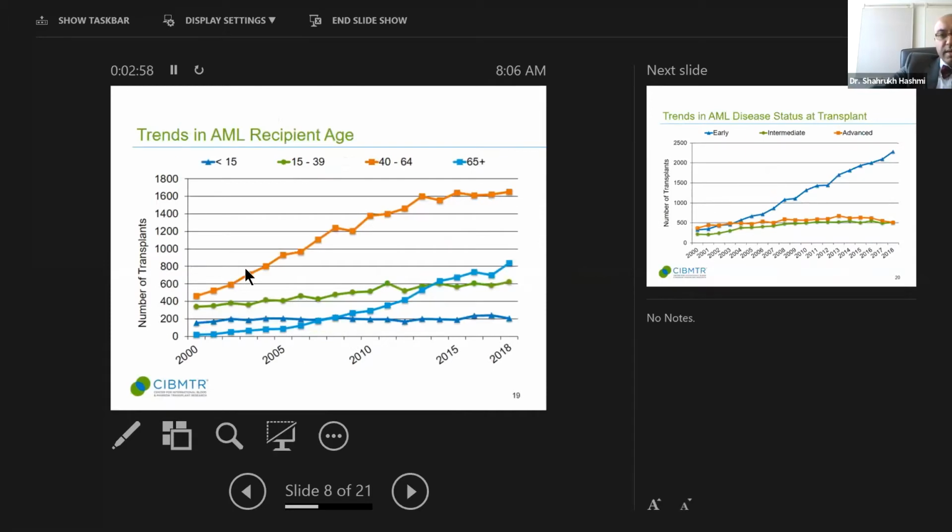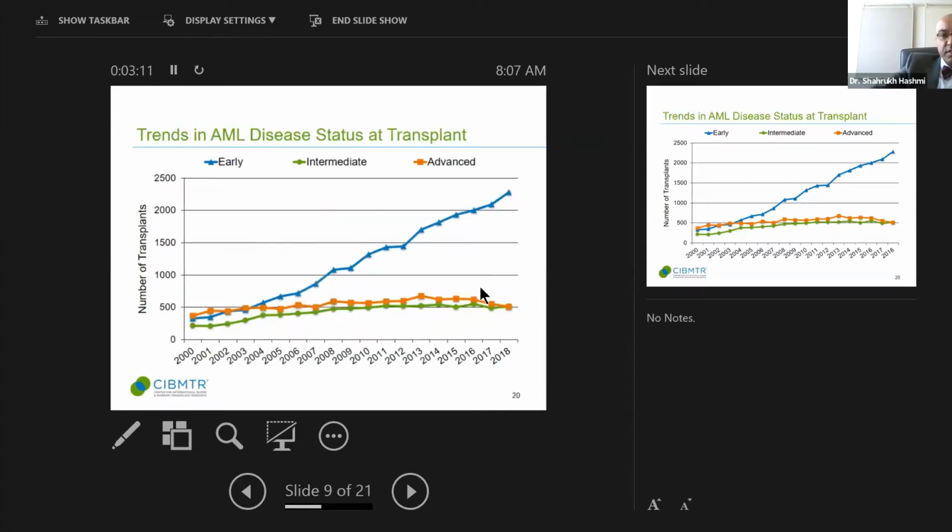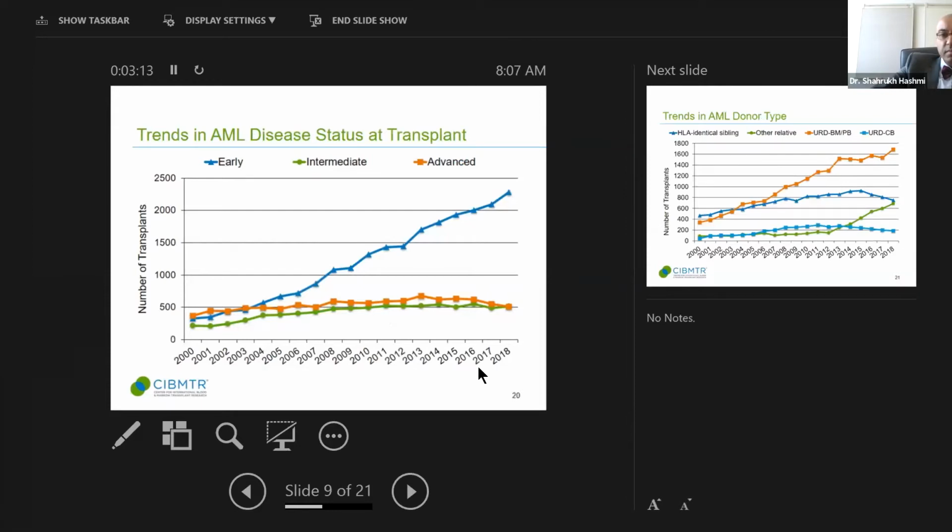The trends in AML, as you can see, show all age groups increasing, especially the elderly, as well as, over this millennium, the 40 to 60 group has increased significantly as well. This is US data only by CIBMTR. And for early stage, intermediate stage, advanced stage, there's an increase in early stage AML because of greater availability of donors, increased transplant activity all over the world, haploidentical transplants, and many other reasons.